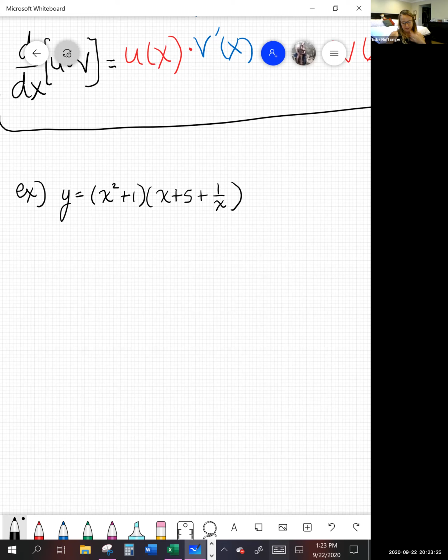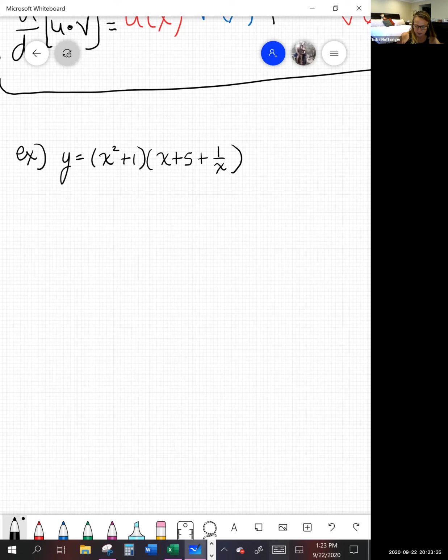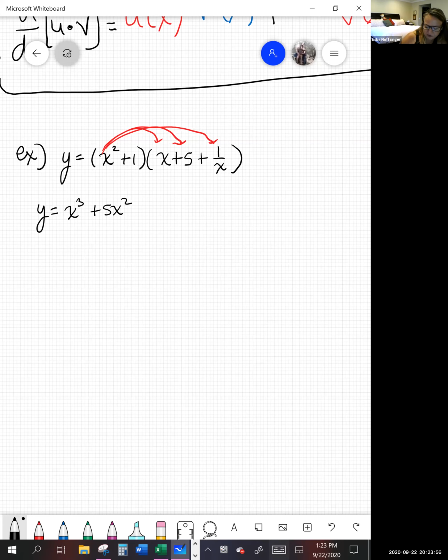So let's first do this in the way that we would have done yesterday if we didn't know this product rule, and then let's do it using the product rule. Yesterday we could not have done this without distributing this out. So let's distribute first before we go through and find the derivative. If I distribute my x squared to each term, I get x squared times x is x cubed. X squared times 5, so that's plus 5x squared. X squared times this 1 over x, well that simplifies by rules of exponents. X squared over x is just plus x.